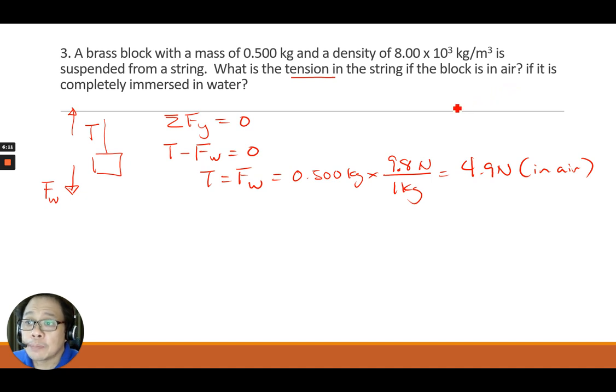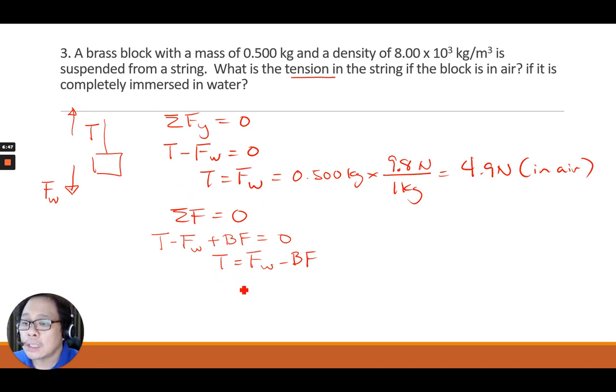If it is completely immersed in water, there's going to be an additional force. We call that the buoyant force, because the water will exert an upward force. So the formula becomes tension minus Fw, because Fw is downward, plus the buoyant force, which is the push upward. They are all equal to 0. So the tension would be Fw minus the buoyant force Bf. The Fw of the brass block that we computed is 4.9 newtons.